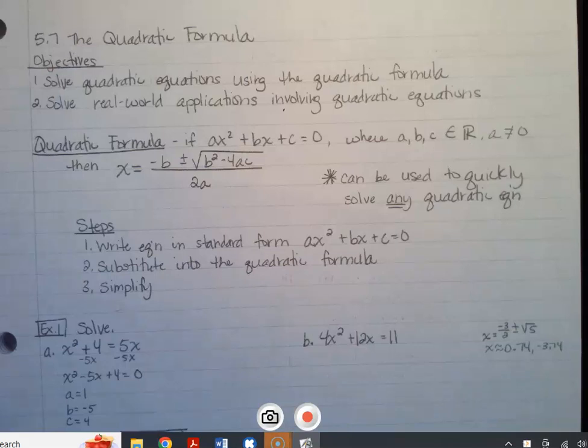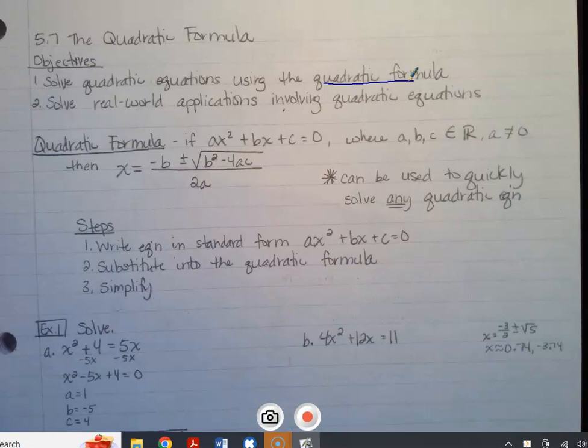All right, so we are going to do 5-7 today, the quadratic formula. Our objectives here are to solve quadratic equations, which we've been doing, but we're going to use this quadratic formula today, and to solve some real-world applications using the quadratic equation.